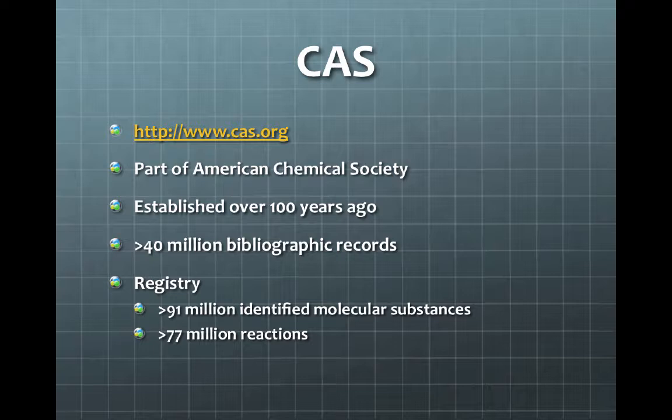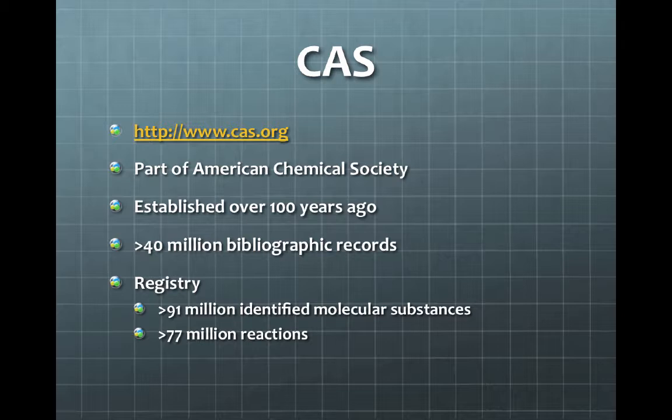Now, I'd just like to say a little bit about Chemical Abstract Services. I'll give you the website where you can get more information. As I said, it's part of the American Chemical Society, and CAS was established over 100 years ago. Okay, it has more than 40 million bibliographic records, and it also has a registry. And what this is, a huge number of compounds, including polymers, have been identified by number rather than by name.